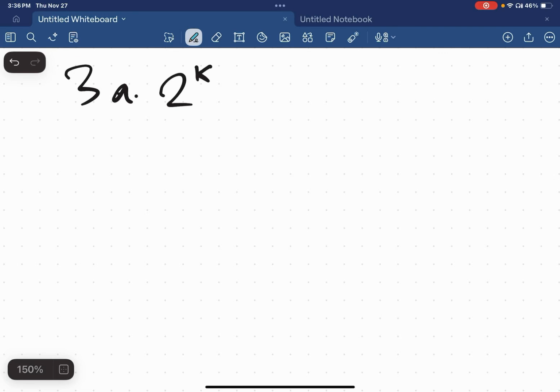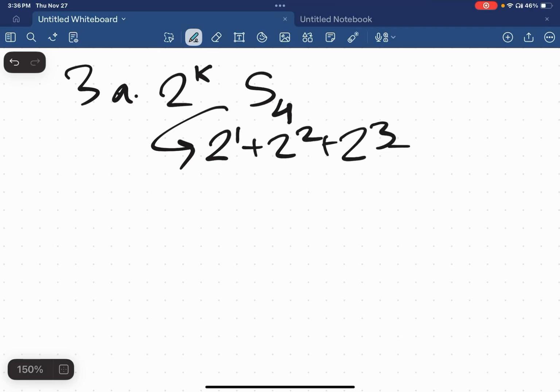Okay, so for 4 generations, we can get the sum of this for the 4 generations. And that's just simply equal to 2 to the 1 plus 2 to the 2, 2 to the 3, and 2 to the 4, which is just equal to 30. That's not a 24. So the answer is 30 ancestors.